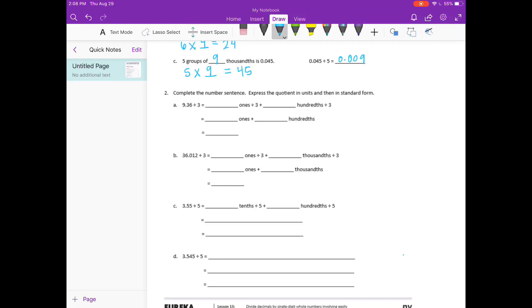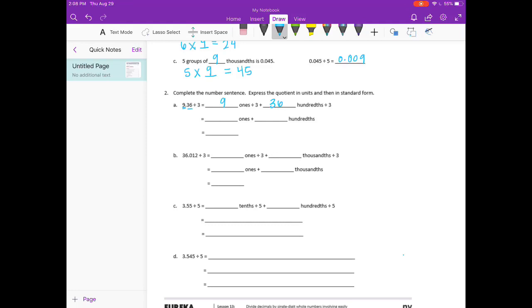9 and 36 hundredths divided by 3. So they've broken it up to make it easier to divide here for us. So first we're going to just look at the ones place. So in the ones place here we have 9, so we have 9 ones. So we would do 9 divided by 3 plus how many hundredths? We have 36 hundredths divided by 3.